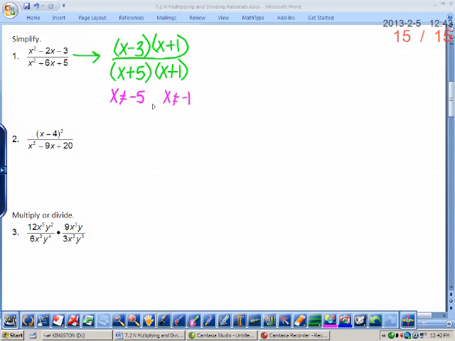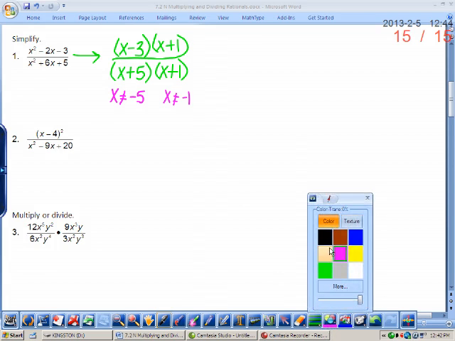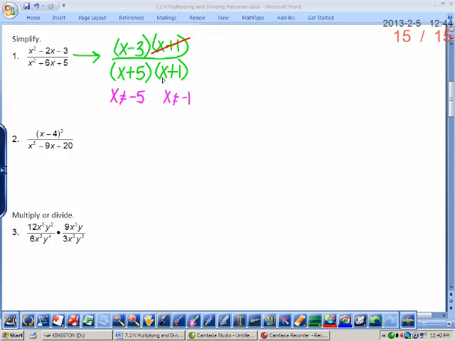Everyone okay? You think about what would make each factor 0. So if I plugged in -5, I'd have a factor of 0, which would make my denominator 0. And you can never divide by 0. Okay? Now you can cancel any common factors. What common factors do I have? Okay? These are factors. I can cancel them.